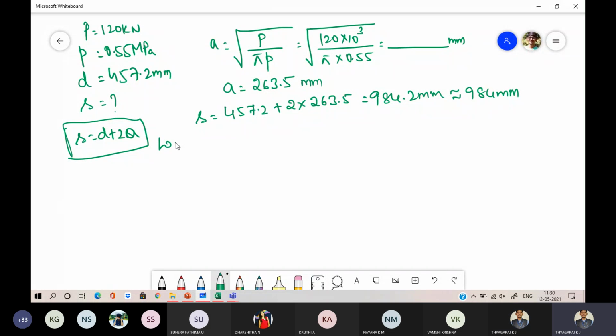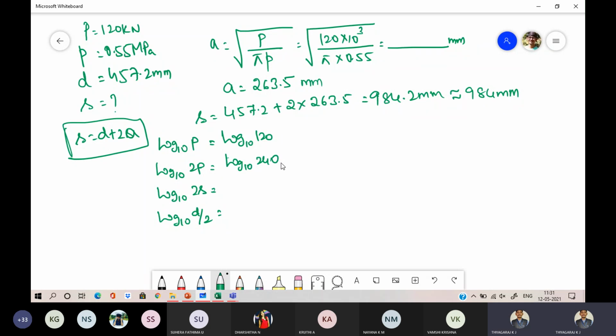Now log 10 P, calculate it. Log 10 2P, log 10 2S, log 10 D by 2. So log 120 kilonewton, log 240, log 10 2S, 984 into 2.